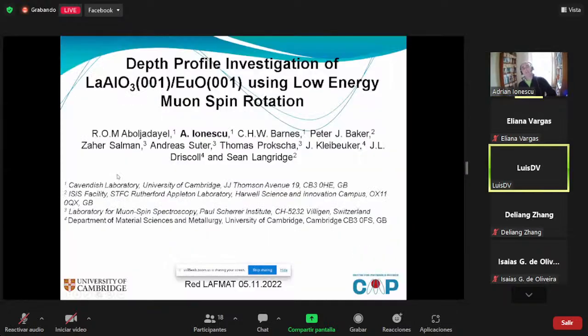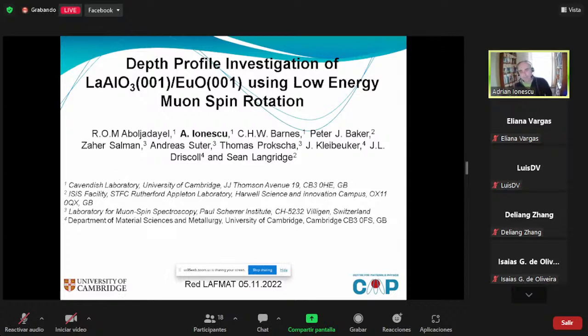Go ahead. Okay, so this was some work which we started a few years ago, but it took quite a long time. It was postulated that when you use europium oxide, which is a ferromagnetic insulator, and grow it on lanthanum aluminum oxide, you would create a two-dimensional electron gas, which has quite far-reaching implications if this should prove true. This was all calculated based on density functional theory, and we thought, okay, let's have a look. The major work was performed by one of our students, Razan Abol-Yadayel.